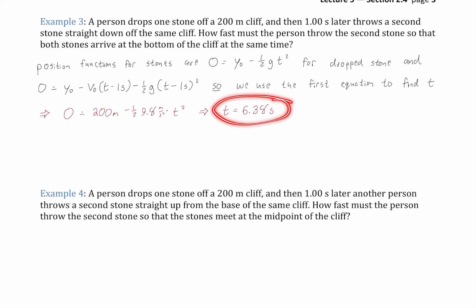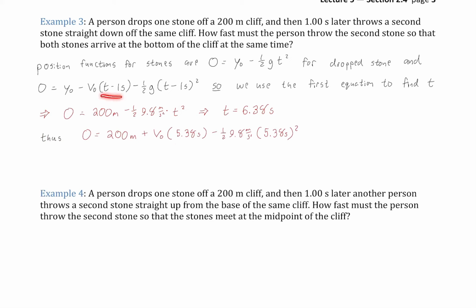So we find the drop stone takes a total of 6.38 seconds to fall the 200 meters to the ground. Okay, well that means that the thrown stone has 5.38 seconds to catch up, right? So we're going to plug that in. I've already subtracted 1 from both times it showed up. So I subtracted 1 to get 5.38 there, subtracted 1 second to get 5.38 there, and of course I'm remembering to square it because it's 1/2 gt squared.